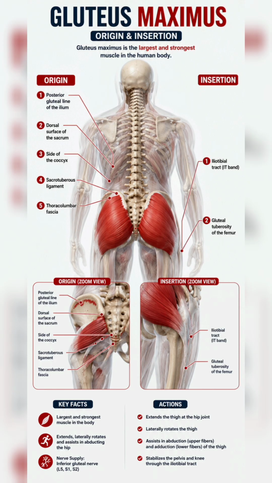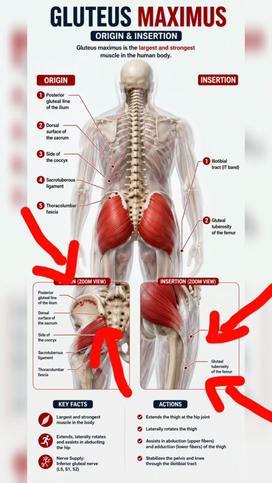Okay, first let's look at the origin point. The gluteus maximus originates from the posterior gluteal line of the ilium. The ilium is there, no? Its posterior part. Then the second one is the dorsal surface of the sacrum. The side of the coccyx is there, no? So at that part, the dorsal surface of the sacrum, it originated.